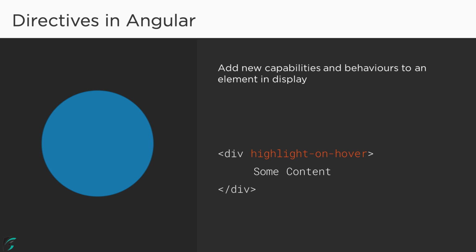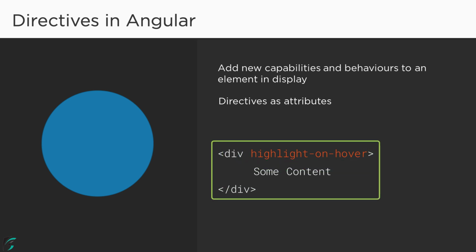Let's see for starters how we can use directives as an attribute. Here is an example. This div has an attribute highlight on hover. This directive controls the property of this div. This is a very basic example of directives in Angular. We can even create our own custom directives, which might be complex as well.